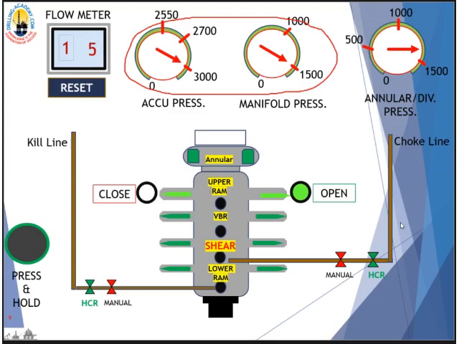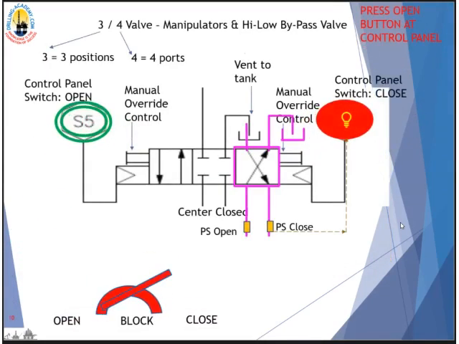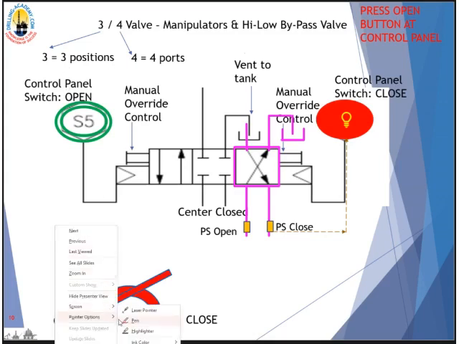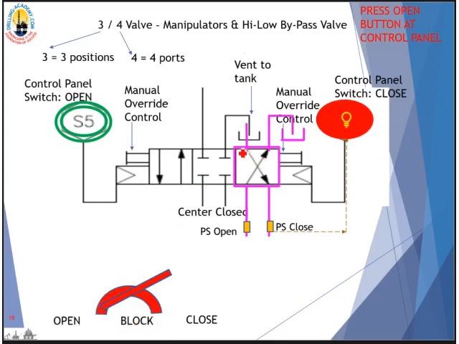Okay. And now let's examine what drives them, what makes them happen this way. First, we have to understand how the 3-4 manipulator control valve and high-low bypass valve work. The 3 stands for 3 positions, and 4 stands for 4 ports. So the valve has 3 compartments or 3 positions. This position is called closed, all right? This position is the middle position, the blocked. All the ports here are blocked. See this? Blocked. Blocked. All right? Doesn't go anywhere. Blocked. And this port is vented back to the tank.